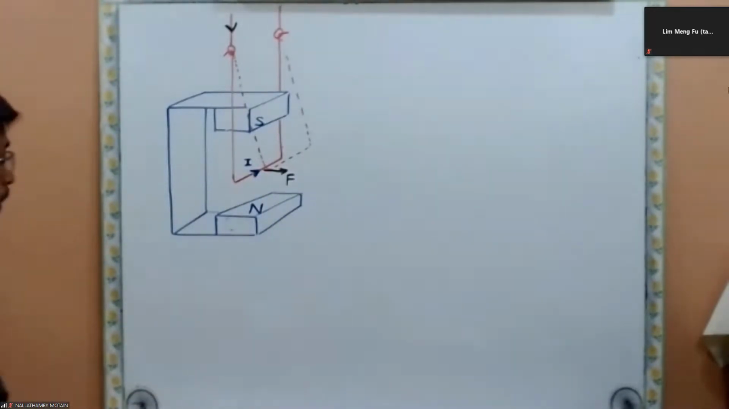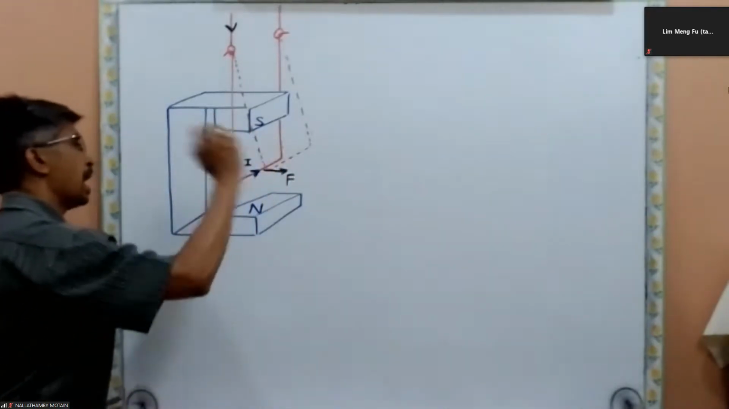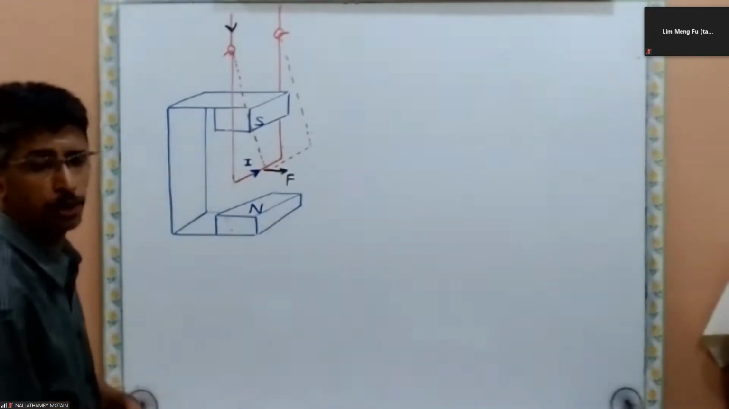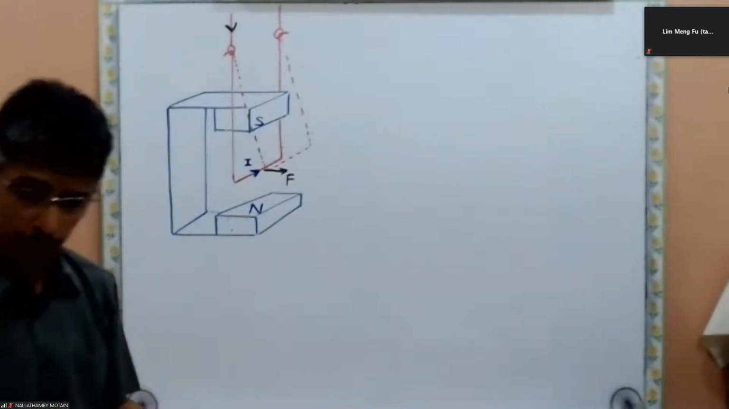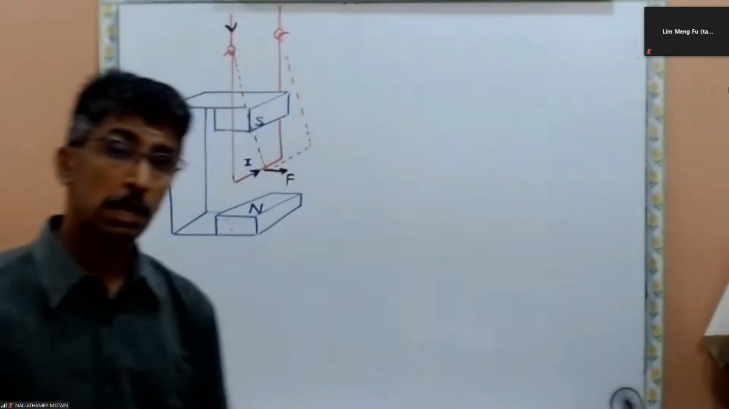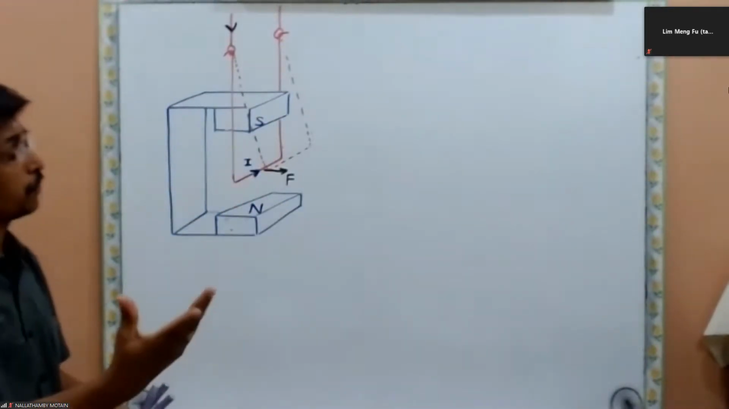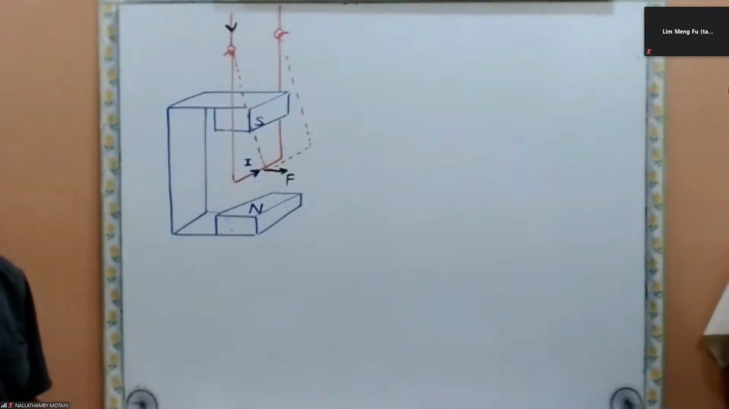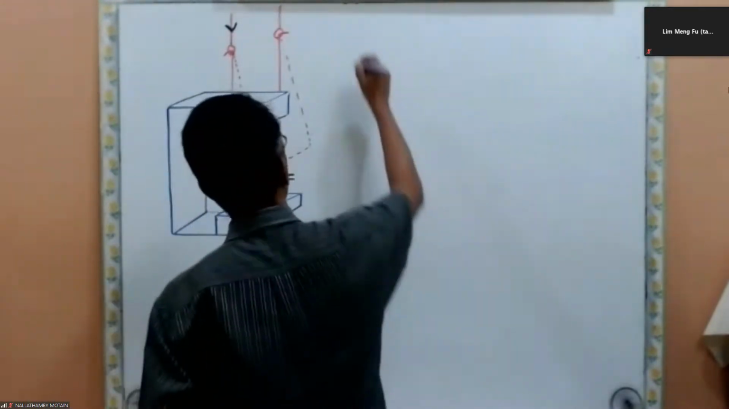Now why does it swing to the right? Because there's a force acting. Can you explain how this force is exerted on this conductor? What we have to do is draw the catapult field. So let's check using the catapult field.